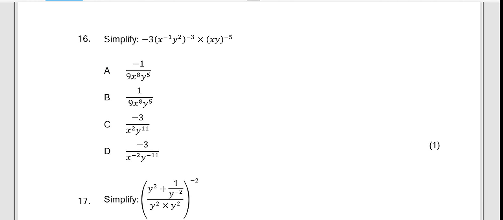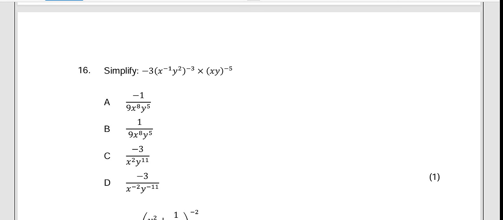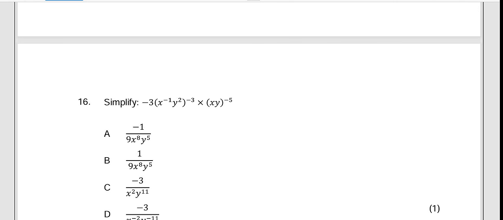And then number 16 says simplify. So I'm going to work out what is in the brackets first.